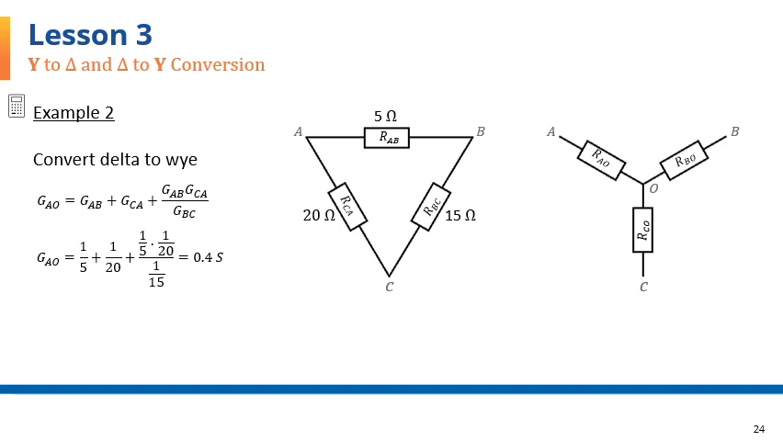So if we substitute the conductances in this formula as 1/5 for this one, 1/20 for this one, multiply them together and divide by 1/15 for that one, we'll get 0.4 Siemens. Now by inverting this value, we'll find the RAO, which is what we're actually looking for. RAO comes to 1 over 0.4 or 2.5 ohms.